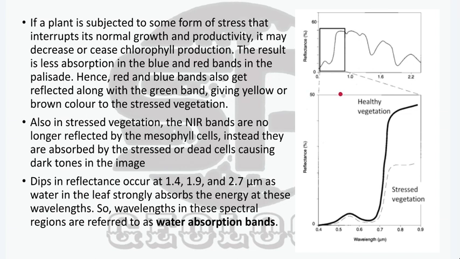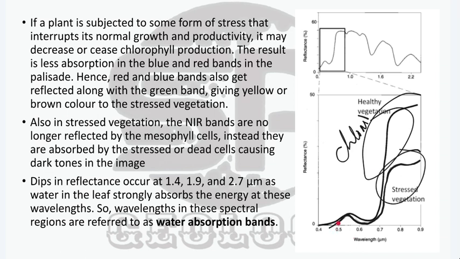So here you can see this is a curve of healthy vegetation and this is a curve of stressed vegetation. Stressed vegetation means vegetation that is not getting a sufficient amount of nutrients, it is dying out. The chlorophyll will be higher in healthy vegetation and lower in stressed vegetation. Like that, mesophyll is also higher in healthy vegetation, lower in stressed vegetation. So that's why the variation occurs.